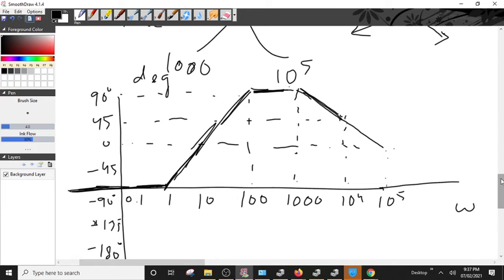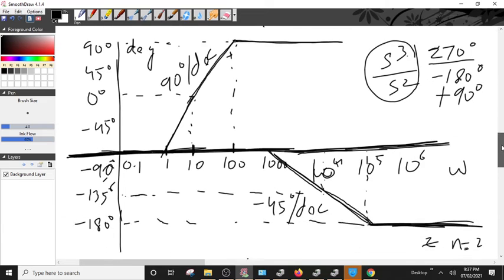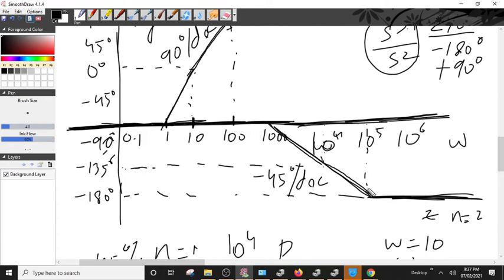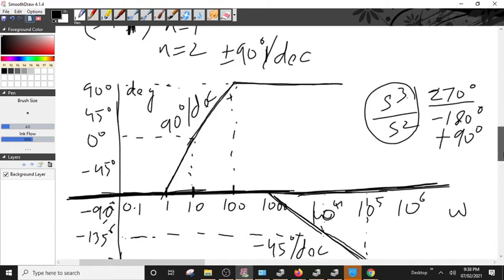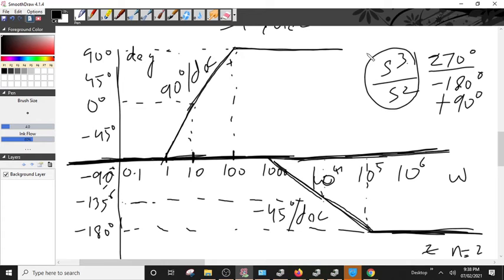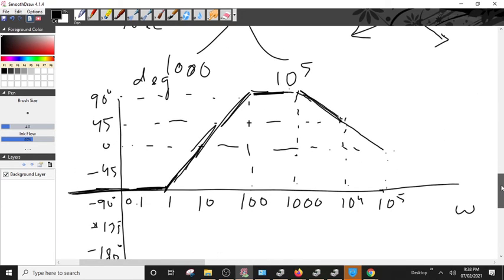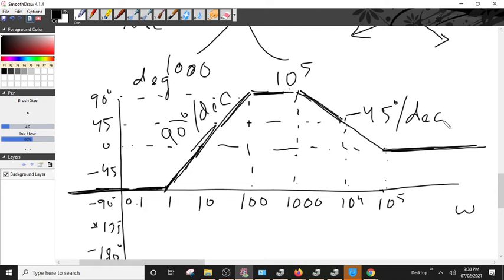And after we reach 10 power 5, all the lines flattened out. Now there is no other line after this 10 power 5. This also flattened out, this also flattened out, this also flattened out. So the graph will be flattened out, right? In this region we had 90 degree per decade, in this region we have minus 45 degree per decade. So that's the Bode phase plot.